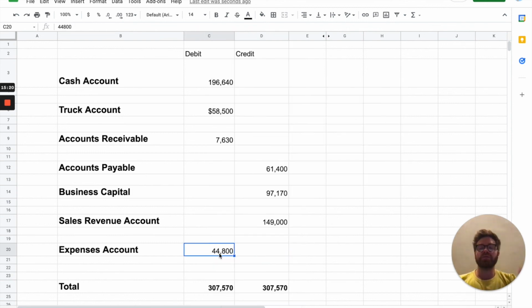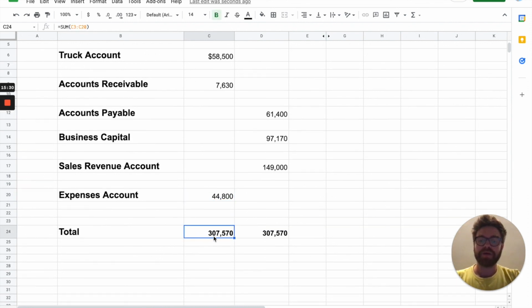So once again, we journalized, we moved it into general ledger to summarize it, and then we moved those balances, the final balances, into the trial balance here. And if you look at the bottom, 307,570 equals 307,570. So debits equal credits. So we know we did all the previous steps correctly because they equal each other, and that's very important.